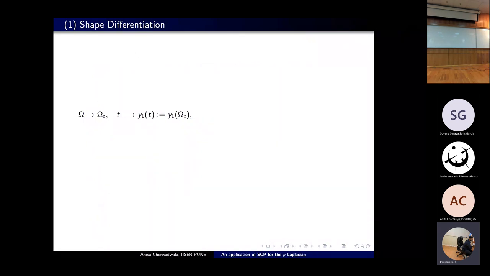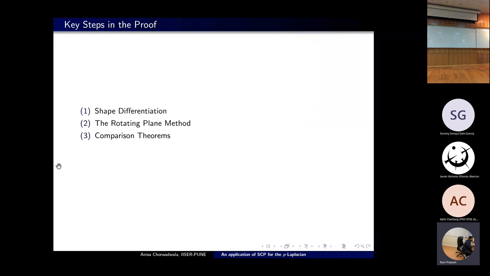In the proof, there are multiple steps. Yeah, there is shape differentiation, there is a rotating plane method, and the comparison theorems, right? So, what was, can I go back? Yeah.